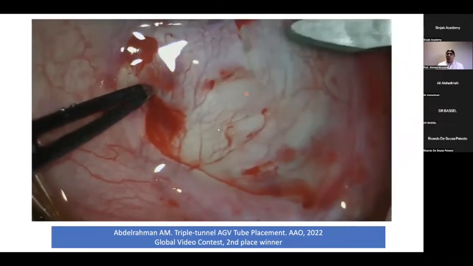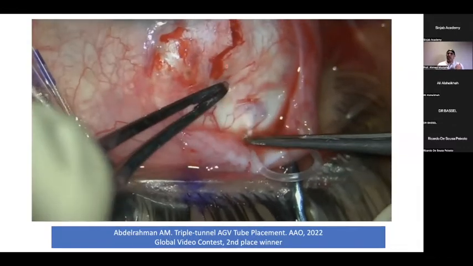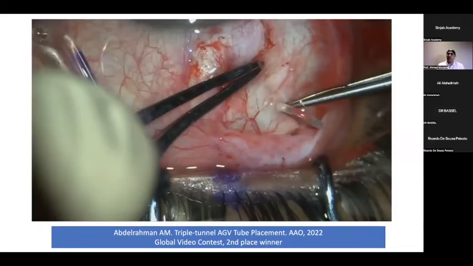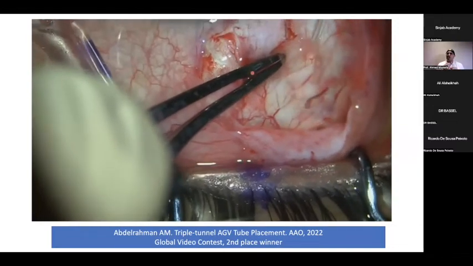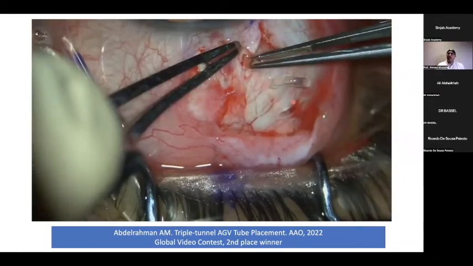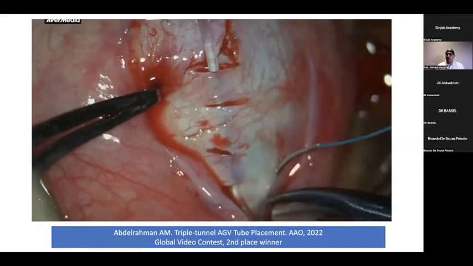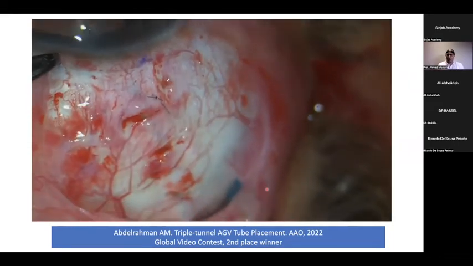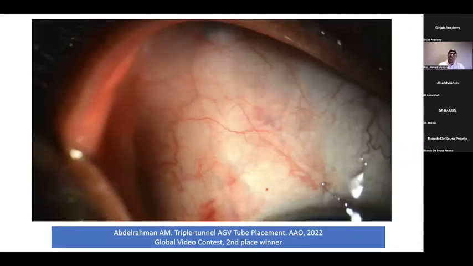I used to use tunnels anteriorly, but I stopped because I think the implantation through the tunnel at the limbus was a bit difficult in my hand. You can see that the tube is passing from one tunnel to the other, and it looks like a long tunnel in the sclera. The pre-placed suture is very important, because when I placed the scleral suture after I placed the implant, I found it technically difficult. Nowadays, I place the scleral suture first.